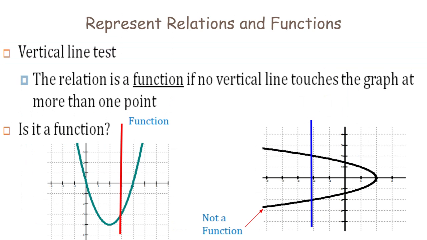Represent relation and function. Vertical line test. The relation is a function if no vertical line touches the graph at more than one point. Is it a function? Yes, the first is a function based on the vertical line test, and the second is not a function based on the vertical line test.